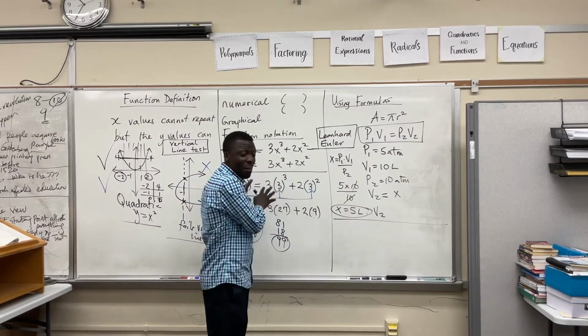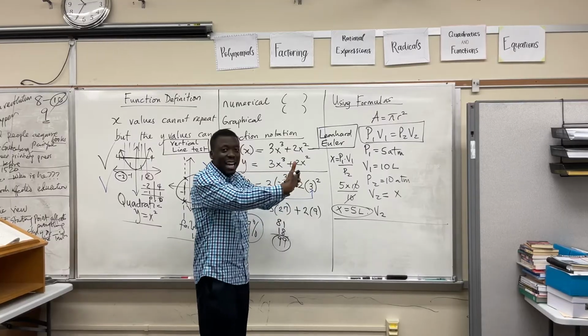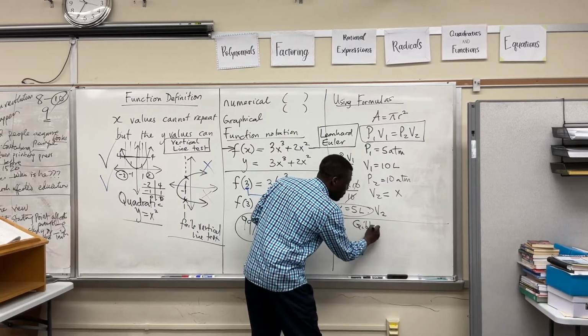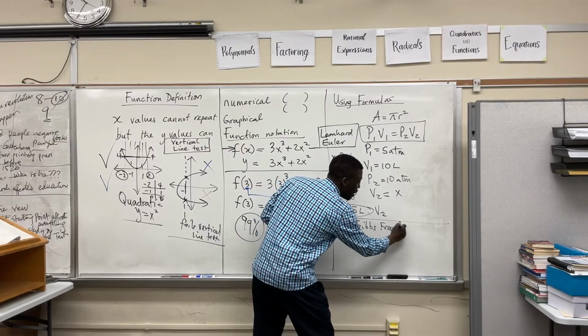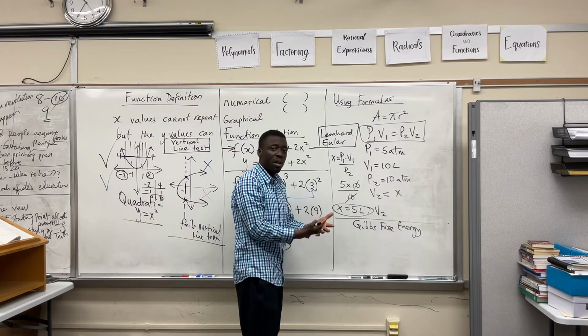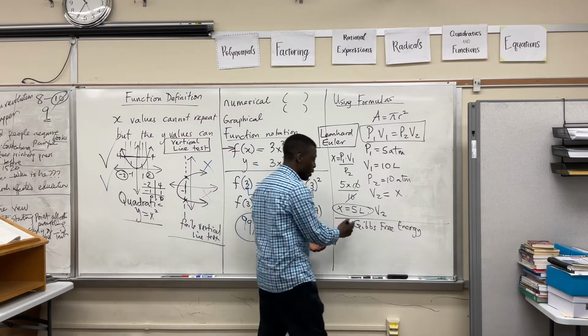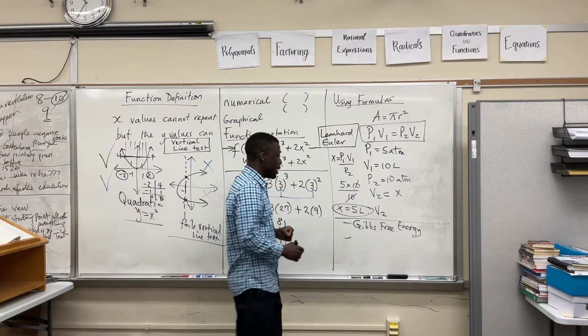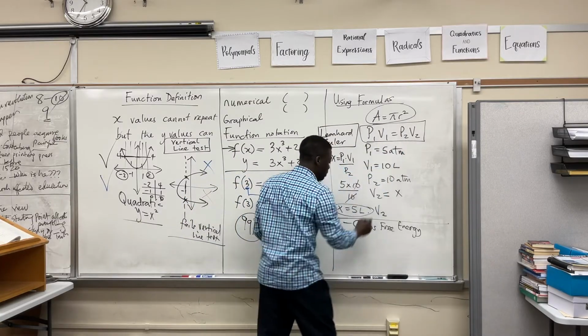So now, we're talking about math, but notice that function notation is actually in chemistry too. So in chemistry, when you talk about Gibbs free energy, when you talk about entropy, you're going to be given a formula, and you need to be comfortable solving with that formula. Let me end with one formula for you. Let's use pi r squared here.